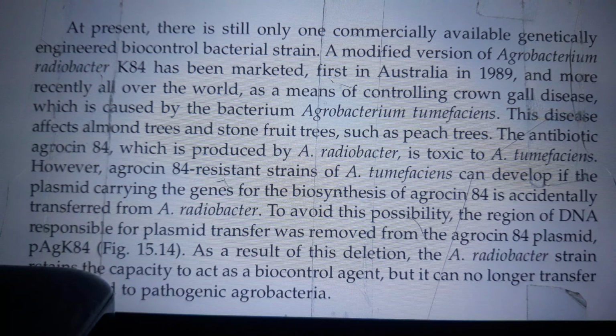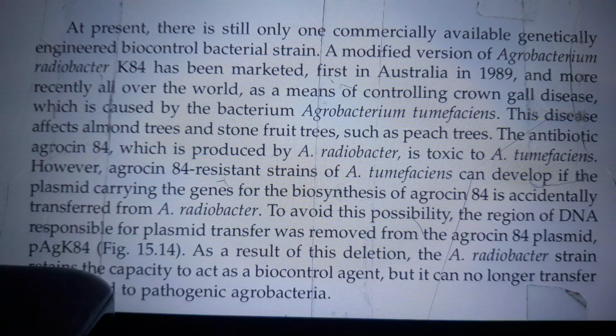At present, there is still only one commercially available genetically engineered biocontrol bacterial strain. A modified version of Agrobacterium radiobacter K84 has been marketed, first in Australia in 1989, and more recently all over the world, as a means of controlling crown gall disease, which is caused by the bacterium Agrobacterium tumefaciens. This disease affects almond trees and stone fruit trees, such as peach trees.